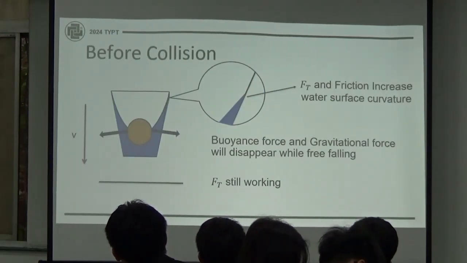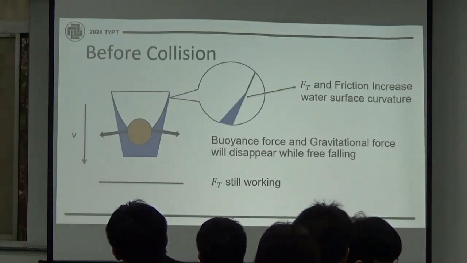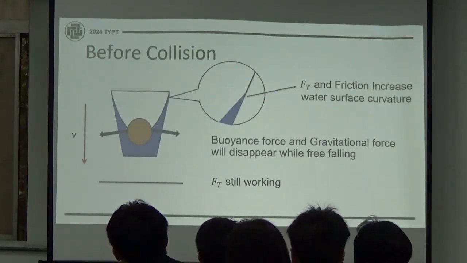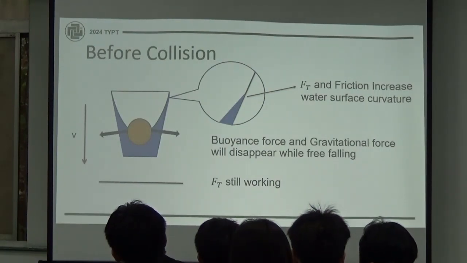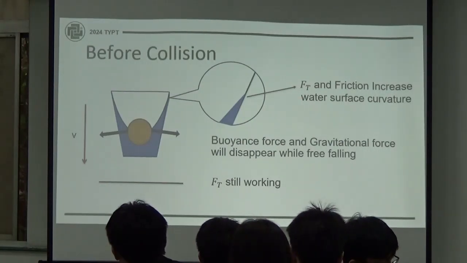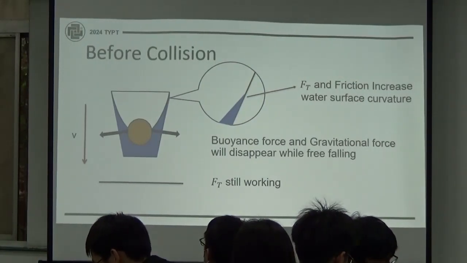And before collision, the surface tension force and friction will increase the water surface temperature while dropping, and the buoyant force and gravitational force will disappear during free fall. But the surface tension force is still working, so the ball will slowly sink into the water.